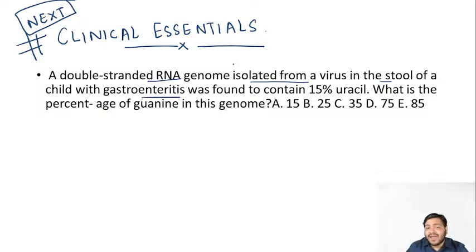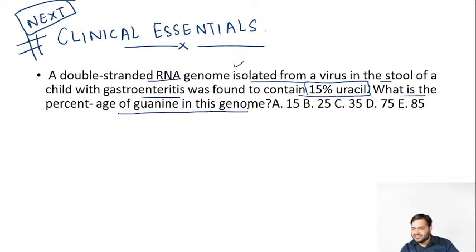Remember, a double-stranded RNA genome isolated from a virus in the stool of a child with gastroenteritis was found to contain 15% uracil. What is the percentage of guanine in the genome?